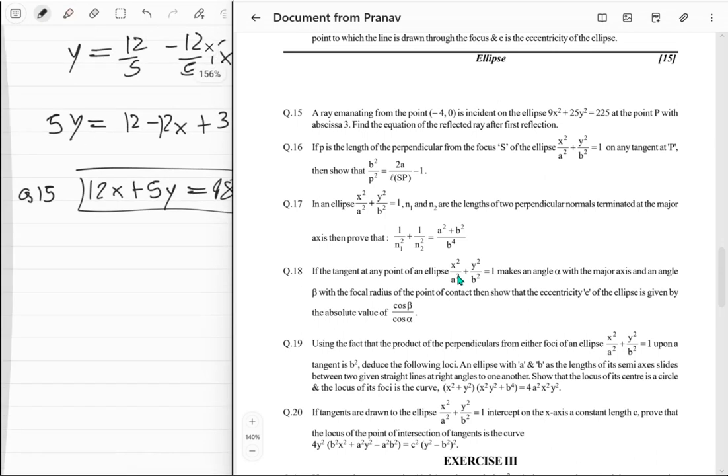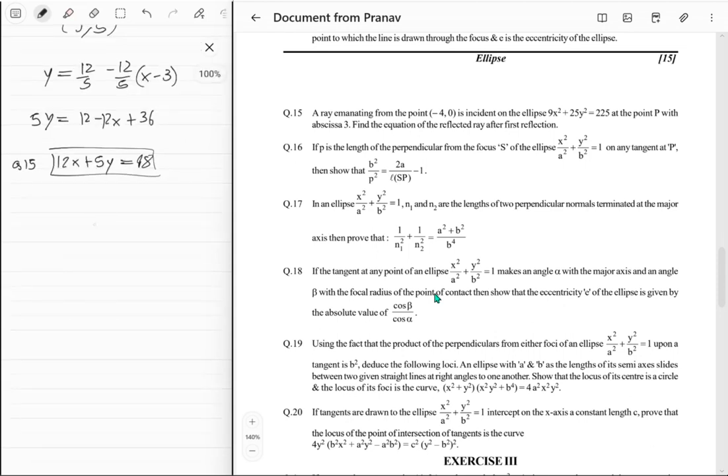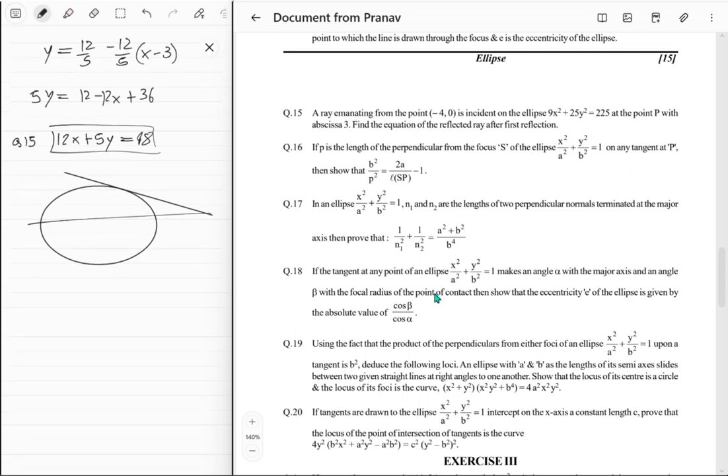Okay, so let's go to 18th now. If the tangent at any point on this ellipse makes an angle alpha with the major axis and an angle beta with the focal radius of the point of contact. Sorry, repeat that. Tangent to this ellipse makes angle alpha with the major axis. Okay, fine.